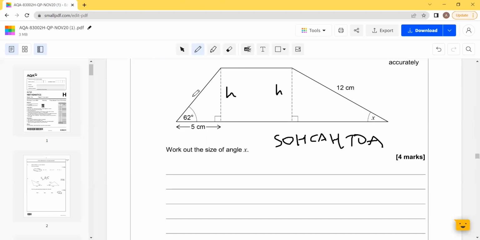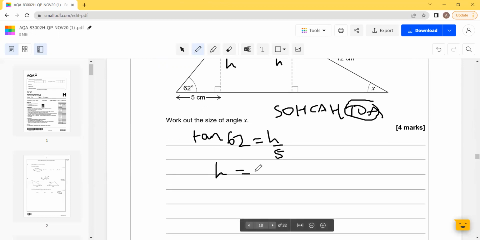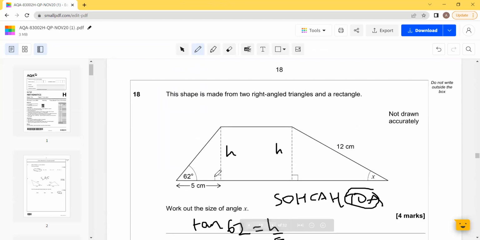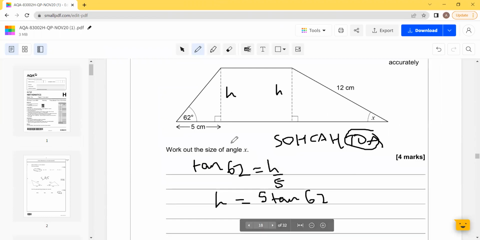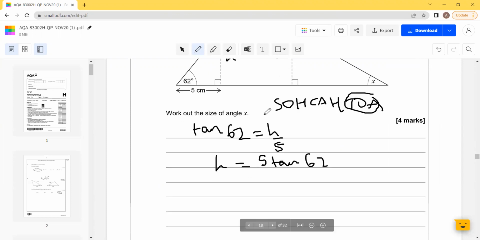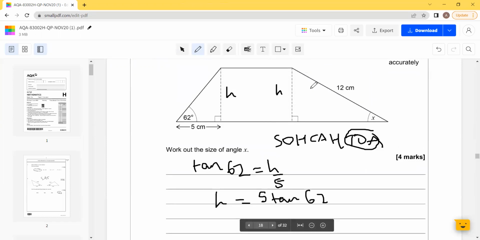So for the angle 62, we've been given the opposite side and the adjacent side. So we're going to do tan. Tan of 62 is opposite over adjacent, so it's h over 5. So we know our height is 5 tan 62. Now, because I have a trig function inside my answer for the length of the height, I'm just going to keep it as 5 tan 62, because it's just easier, because we're going to be dealing with lots of decimals.